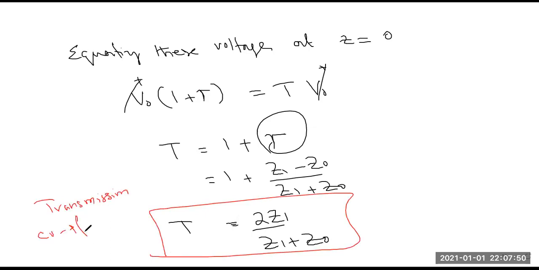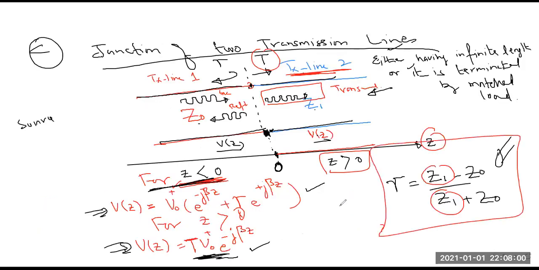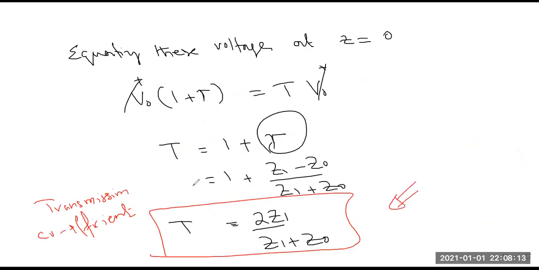So whenever you have a connection of two transmission lines, you will have reflection as well as transmission. If you want to find out how much is reflected, this is the equation you can use. And if you want to find out how much is transmitted on the second transmission line, this is the equation that you can use.